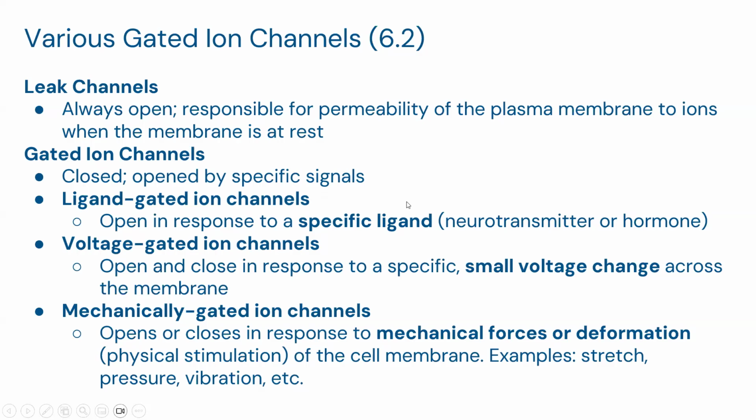Ligand gated ion channels were an example that we saw within skeletal muscle. So when our presynaptic terminal released acetylcholine into the synaptic cleft, that acetylcholine bound to a ligand gated sodium channel on the sarcolemma. We're going to primarily talk about voltage gated ion channels, meaning those that are going to open and close in response to a small voltage change. And when we say small, we mean we're talking in millivolts. So even though we're going from negative 70 up to about positive 30, overall, that's a relatively small change.